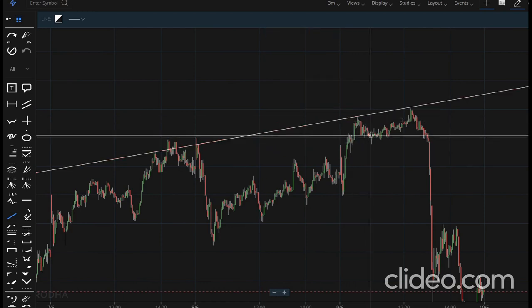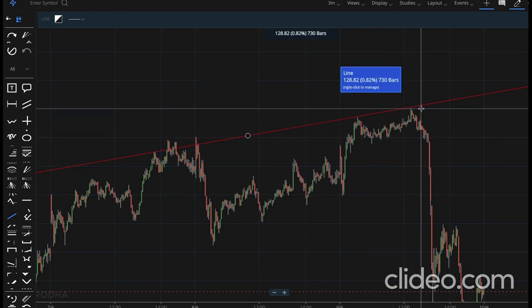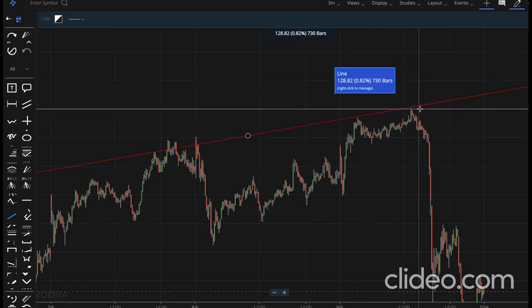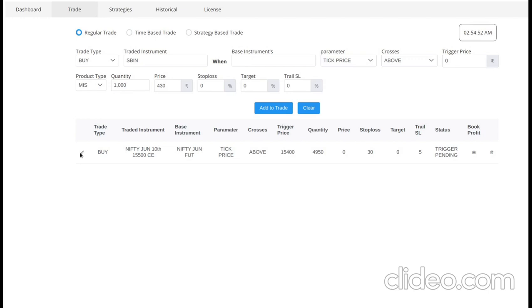But of course, then it came down. But again, you are not in the loss because it never went down till the point where it reached 15,800. At that point, you could have booked the profit, or you could have set another condition that whenever the tick price comes to 15,800, I just want to exit my trade. So that means you can say let's modify the trades.